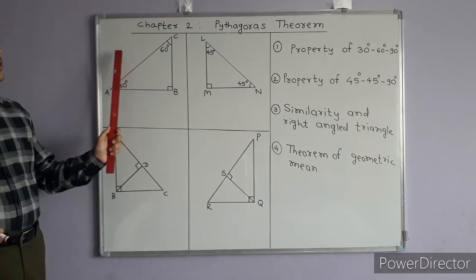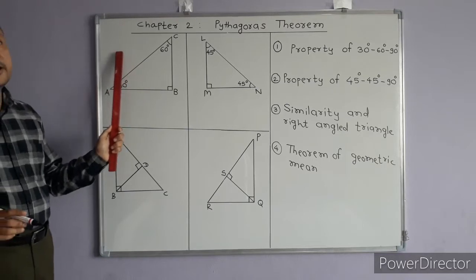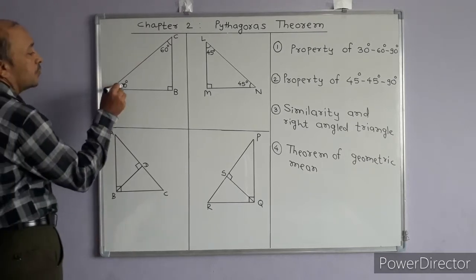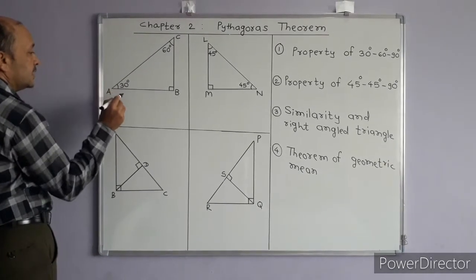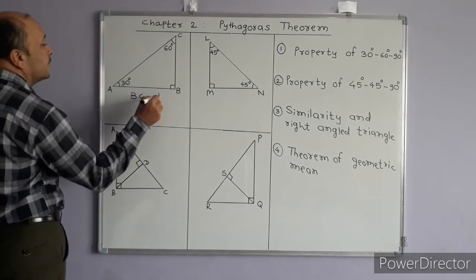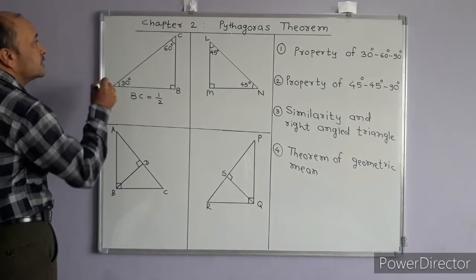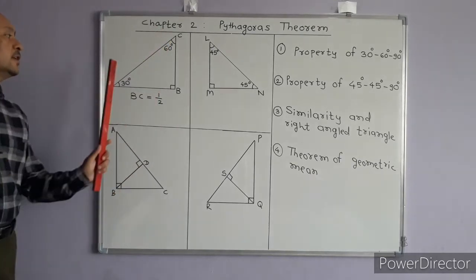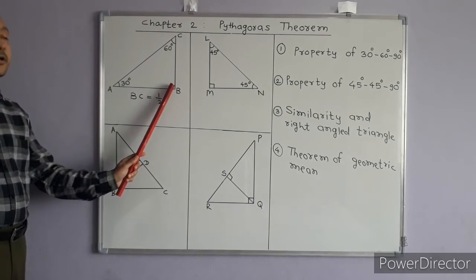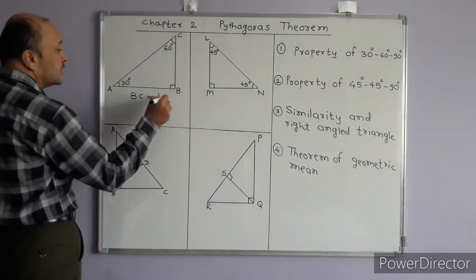So this property is known as 30 degree, 60 degree, 90 degree triangle property. So let us recall, the side opposite to 30 degree is BC, is equal to half of the hypotenuse. So half, hypotenuse is the longest side of the right angle triangle, or it is the side opposite to right angle. So it is AC.